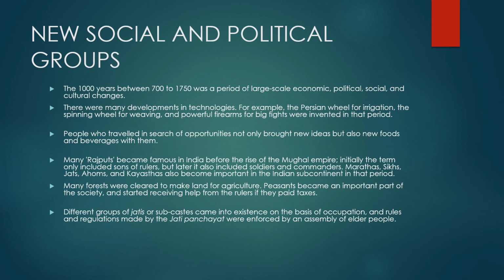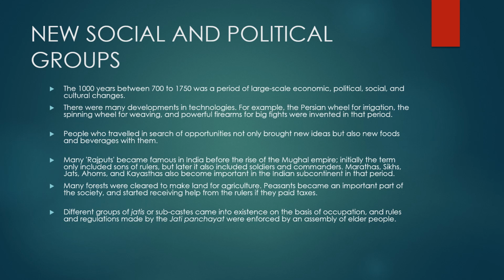New social and political groups. The 1,000 years between 700 to 1750 was a period of large-scale economic, political, social and cultural changes. There were many developments in technologies. For example, the Persian wheel for irrigation, the spinning wheel for weaving, and powerful firearms for big fights were invented in that period. People who traveled in search of opportunities not only brought new ideas but also new foods and beverages with them.